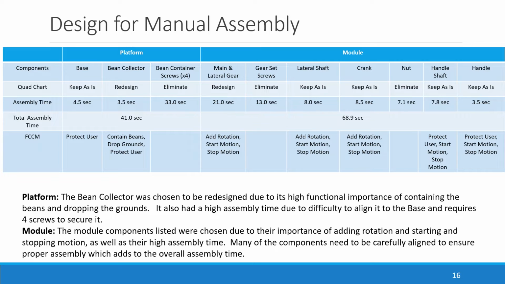The gears and cranks both need to be carefully aligned to their respective shafts so that their fastener holes align with the fastener holes in the shaft. Together, the platform and module account for 46.2% of the manual assembly time. Being able to improve both areas could lead to large reductions in the total assembly time.